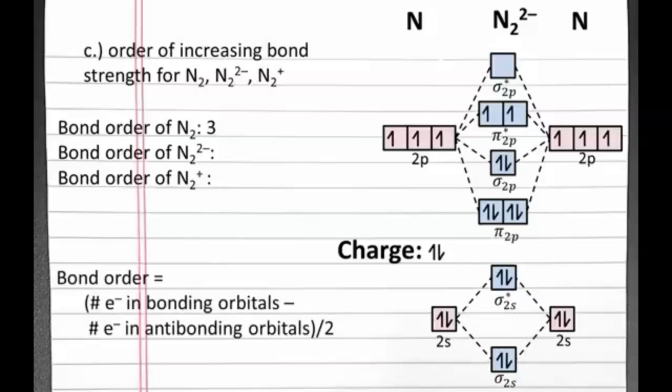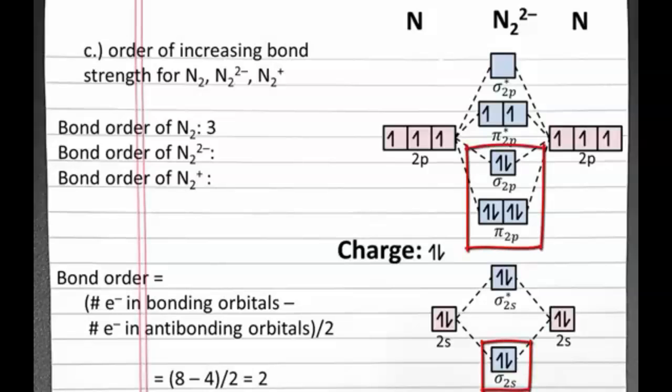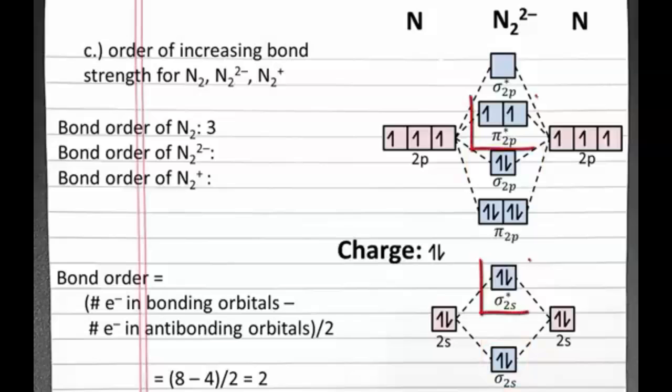Then to calculate the bond order, we'll take the number of electrons in bonding orbitals, subtract the number of electrons in antibonding orbitals, divided by 2. We still have 8 electrons in our bonding orbitals, but now we have 4 electrons in our antibonding orbitals. So we have 8 subtract 4 divided by 2, which will equal 2.